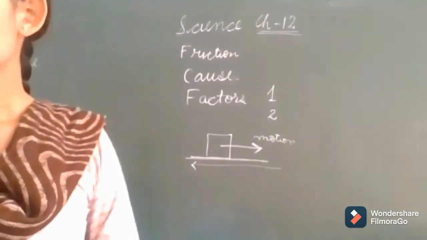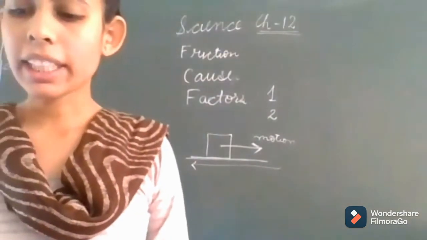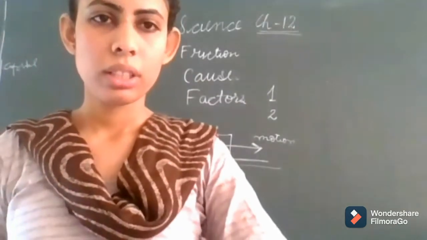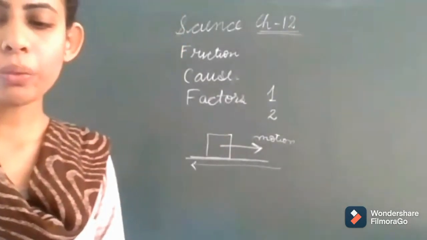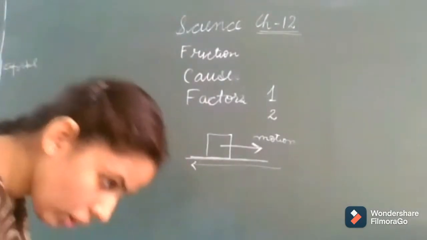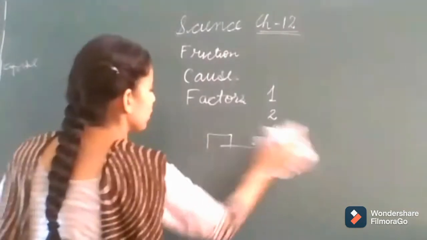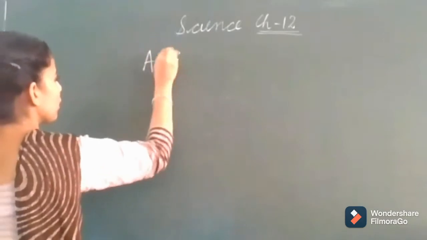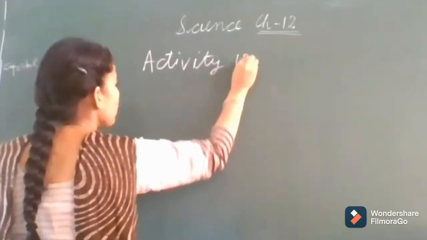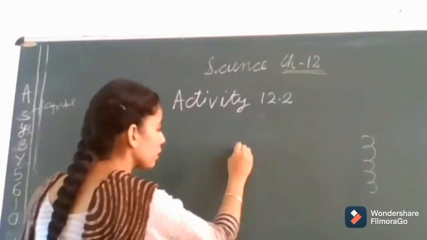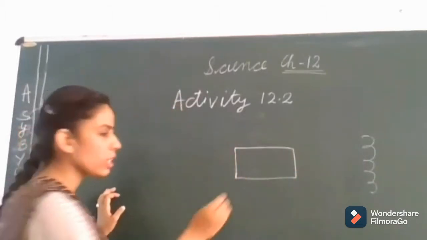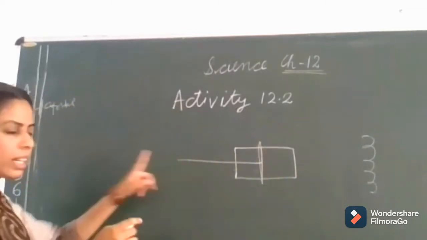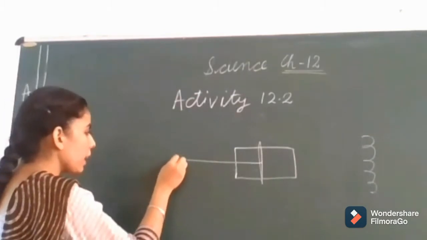Okay, today we will do the activities. Activity 12.2 is there first on page number 147. Please open. So what you will do in this activity 12.2 is take a brick. I have attached a thread to it, and the other end of the thread is attached to a spring balance.